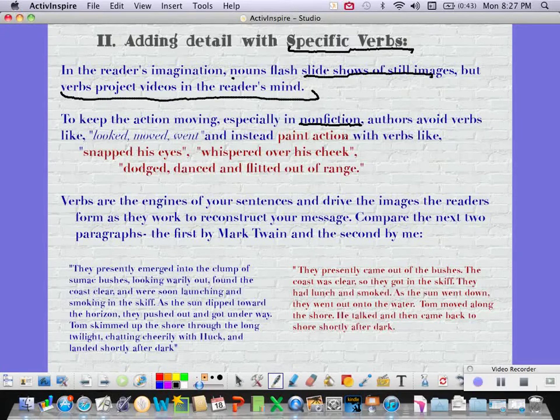You want to avoid blah verbs like looked, moved, and went. It's very hard to see those verbs. Instead, you want to think about using verbs as a way to paint specific action.